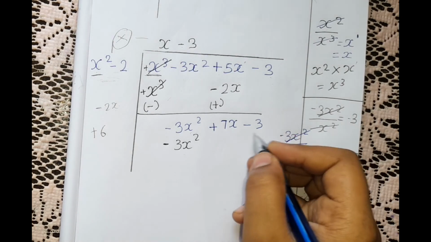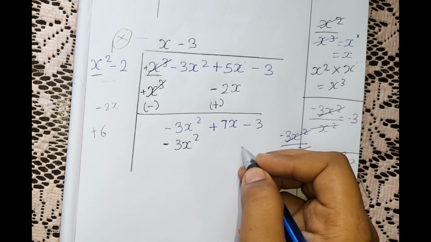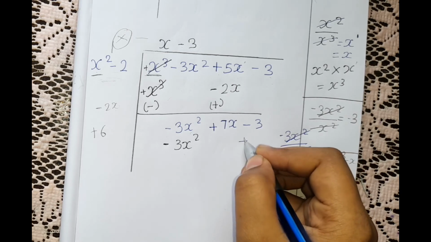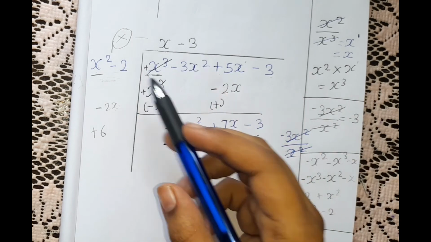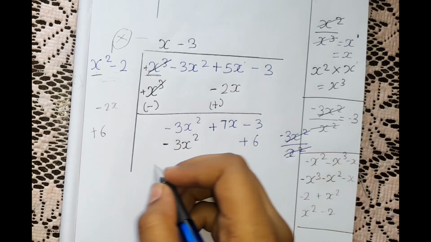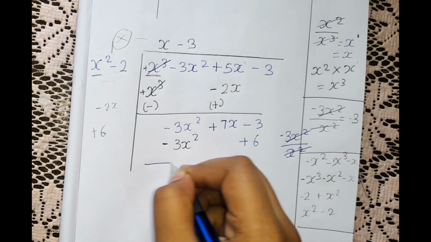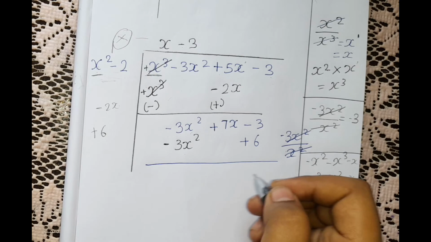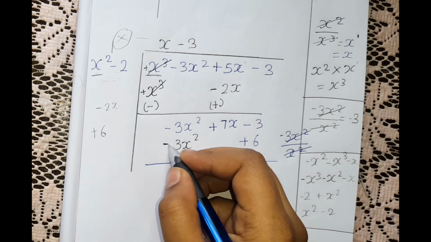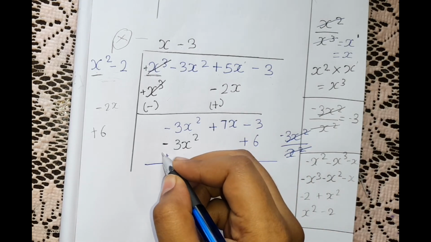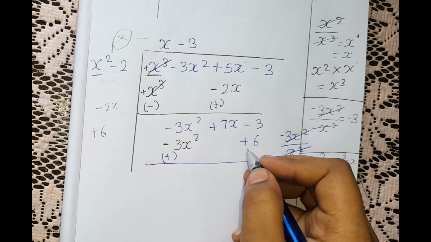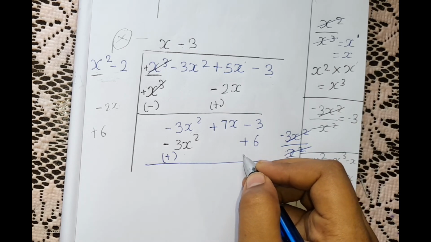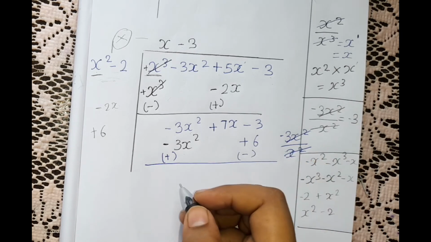Why? Because here we are supposed to write the constant term in the constant term itself. So I am writing plus 6. Why? Because after doing it we got plus 6, and then we are going to be subtracting or adding it. Now let's do it. So here the minus symbol converted into plus, and here the plus symbol converted into minus. Okay, so we are supposed to do this.